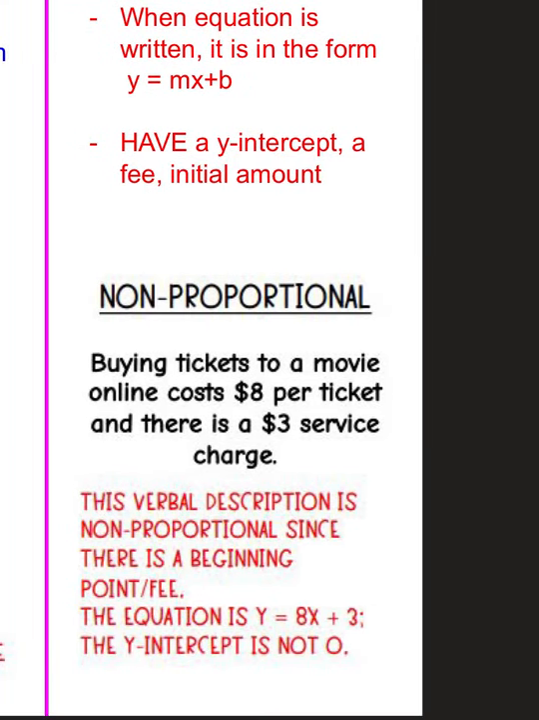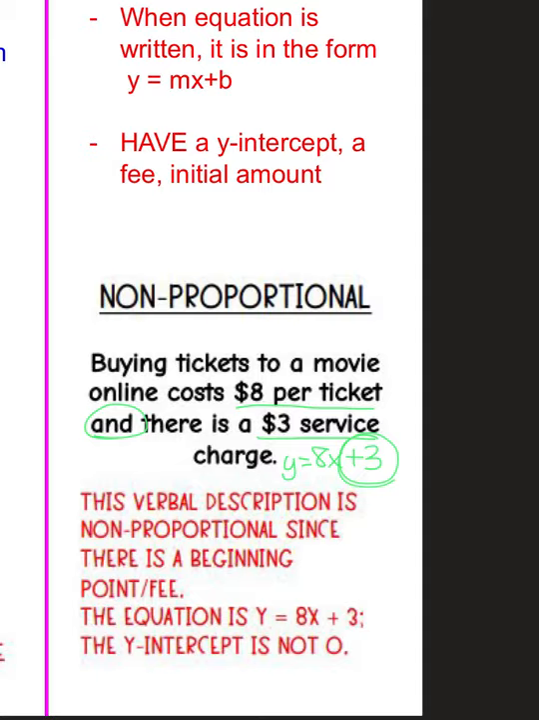non-proportional word problem, I see here it says buying tickets to a movie online costs $8 per ticket, and there is a $3 service charge. So that would be y equals 8x plus the service charge. So this one has a y-intercept, making this a non-proportional word problem.